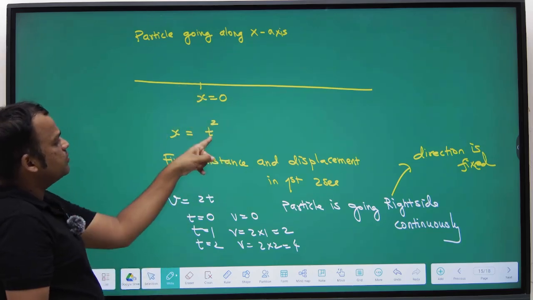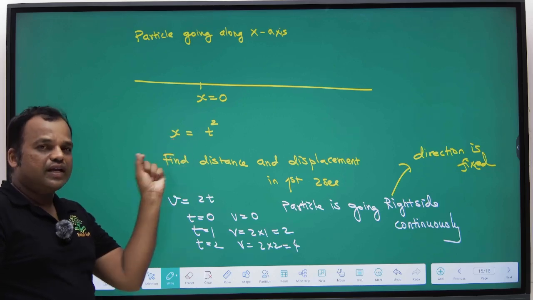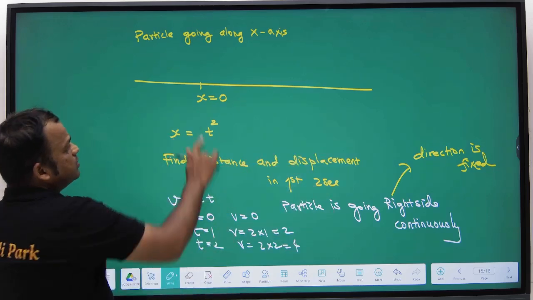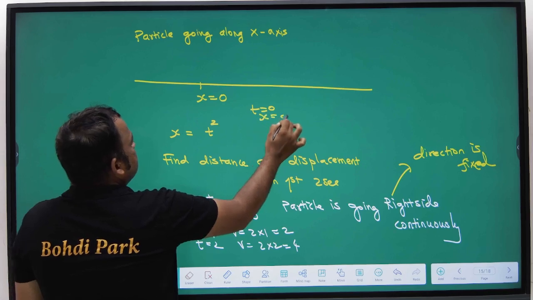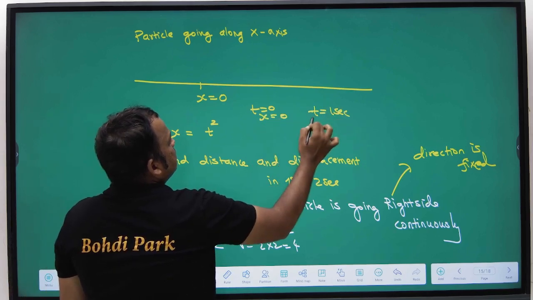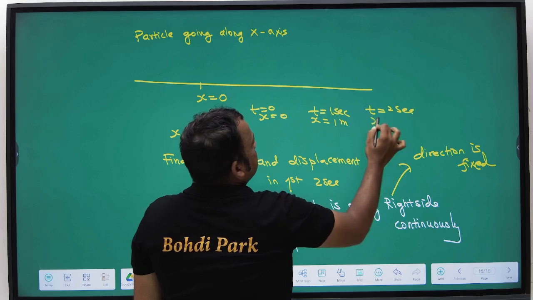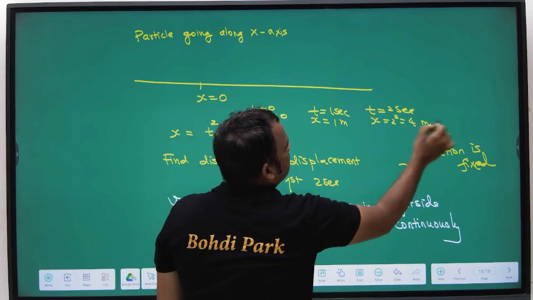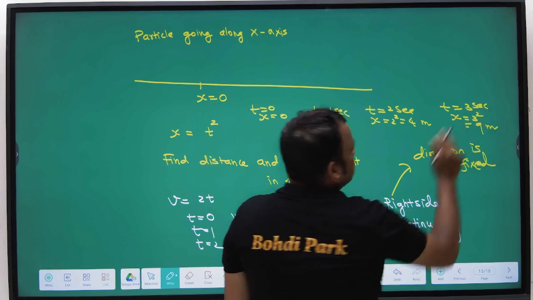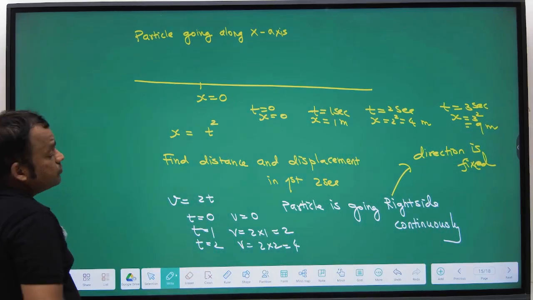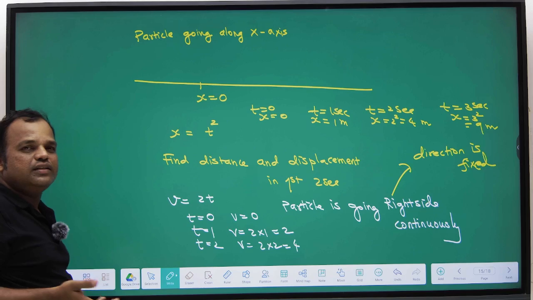So over here, x is equal to t square. So you put any value of t, you get a positive value of x, and that x is increasing. So the particle is moving right side. So let's say t is equal to 0, we say x is equal to 0. T is equal to 1 second, we can say x is equal to 1 meter. T is equal to 2 seconds, then x is equal to 2 square, so that is 4 meter. T is equal to 3 seconds, so x is equal to 3 square, so that is 9 meter. So as time is increasing, position x is also increasing.